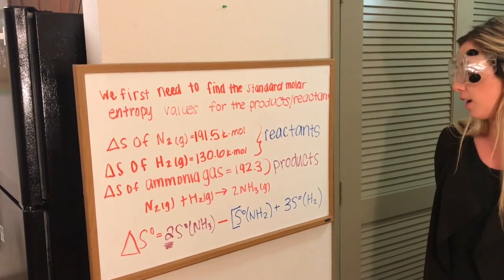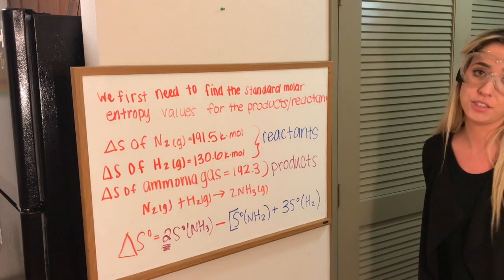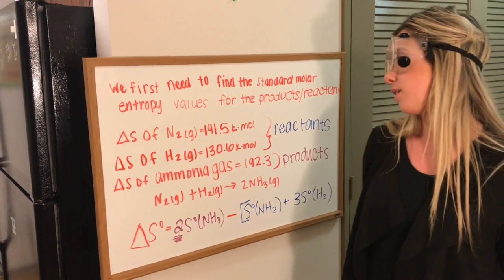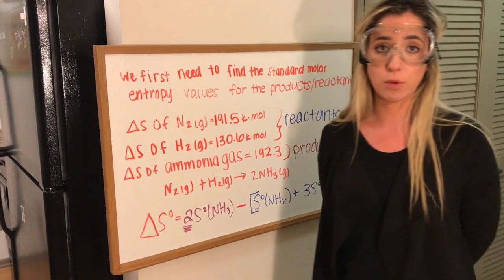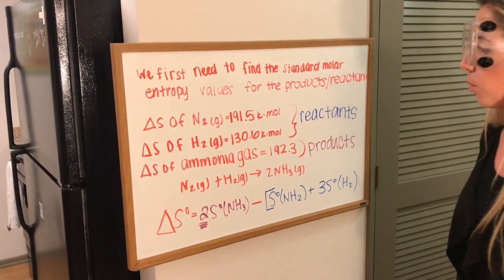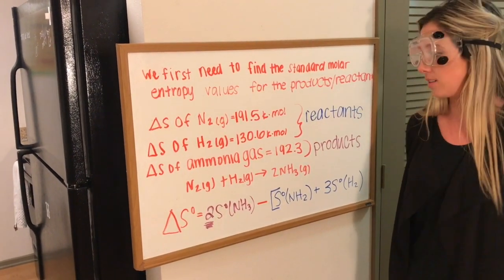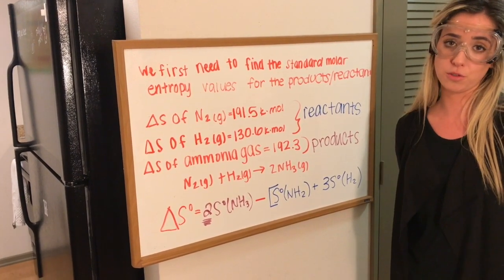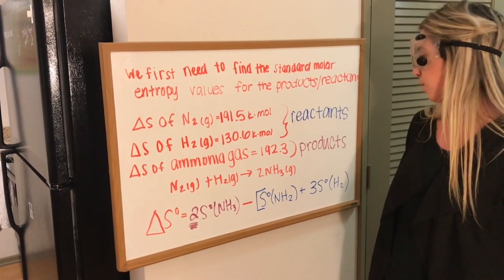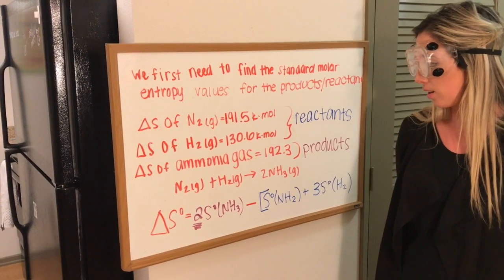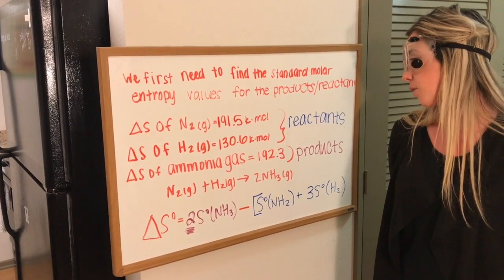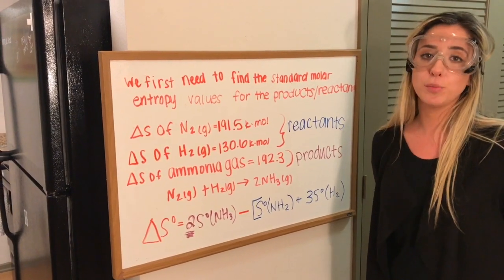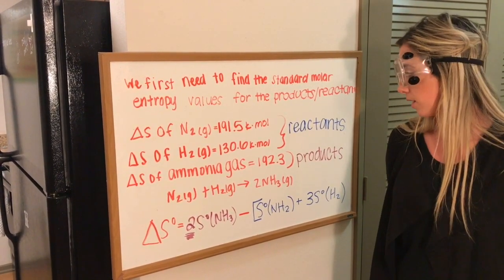So, for our reactants, we have hydrogen and nitrogen gas. The standard molar entropy of nitrogen is 191.5 joules per mole Kelvin. The standard molar entropy of hydrogen gas is 130.6 joules per mole Kelvin. Then we move to the products. Our product is ammonia gas. The standard entropy of ammonia gas is 192.3 joules per mole Kelvin.